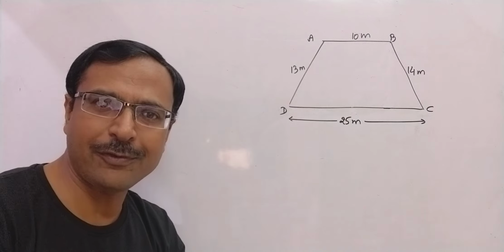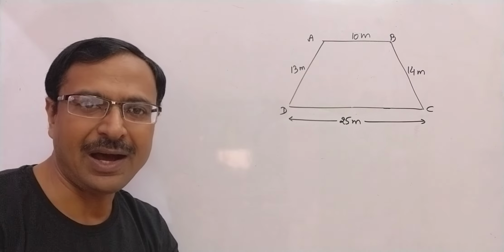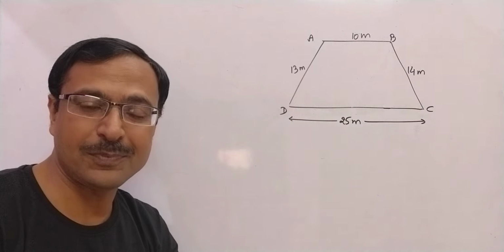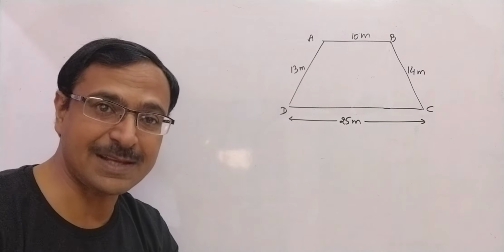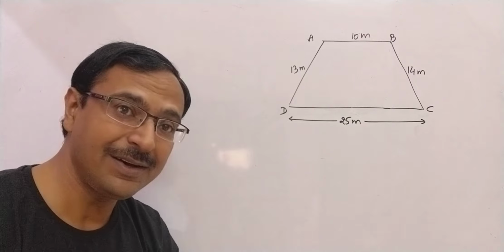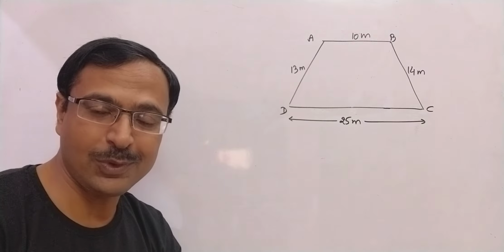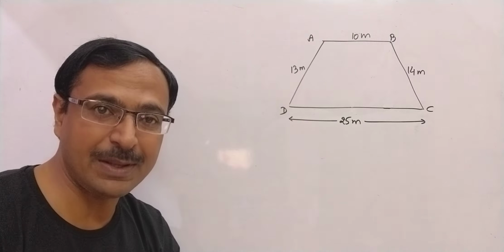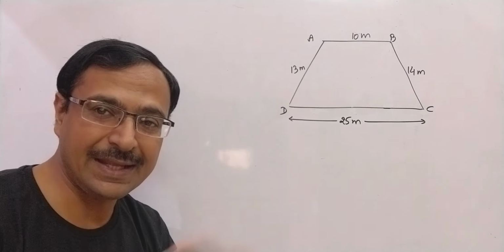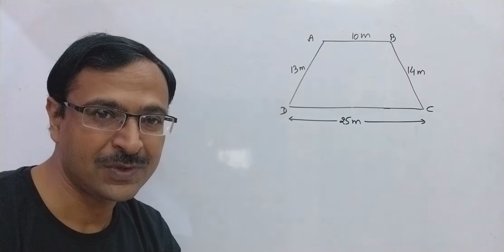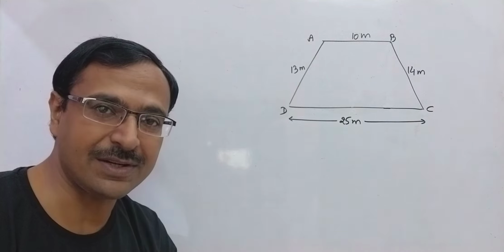What is the formula for finding the area of a trapezium? Half the sum of the bases, that is the sum of the parallel sides, multiplied by the height or the distance between the parallel sides. So if you are able to find the distance between the parallel sides easily, only then you can proceed with this question. So how do you tackle this question?